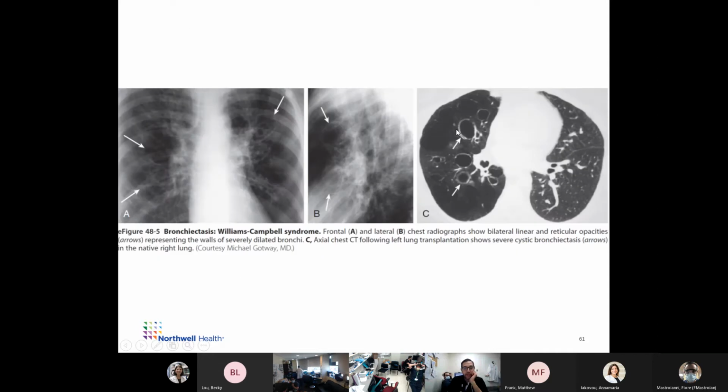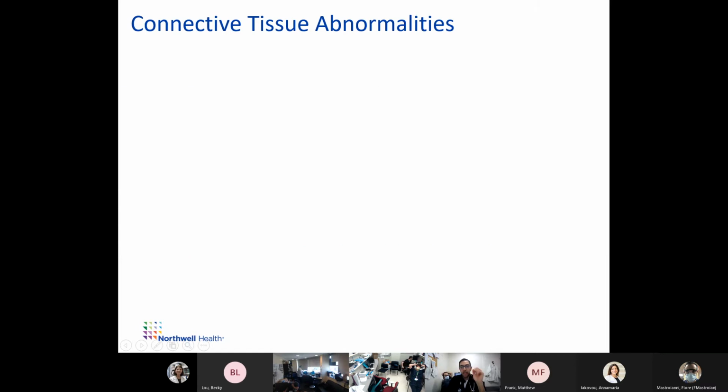Here's another example of this, a patient who had a single lung transplant. So here you see the transplanted lung, and then here you see the abnormal lung with the bronchiectasis. So let's talk about connective tissue abnormalities briefly.